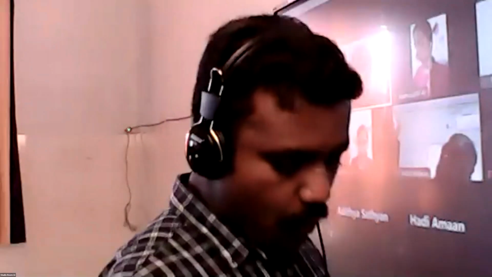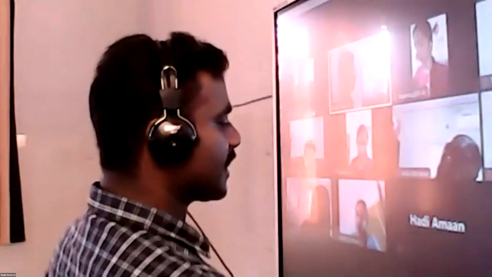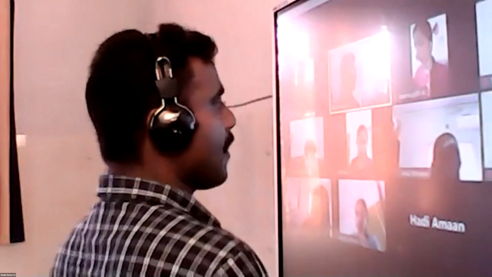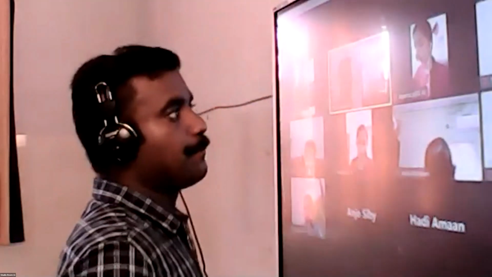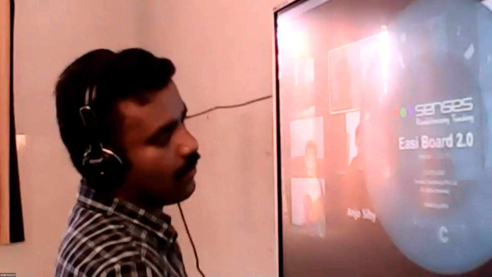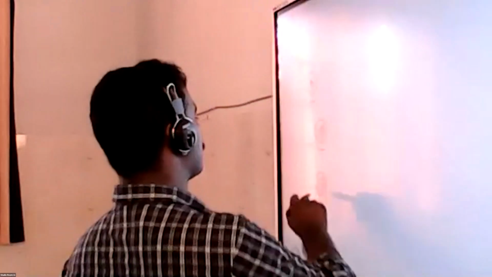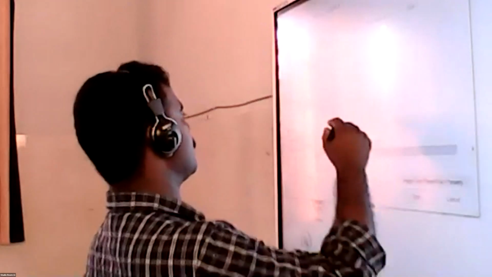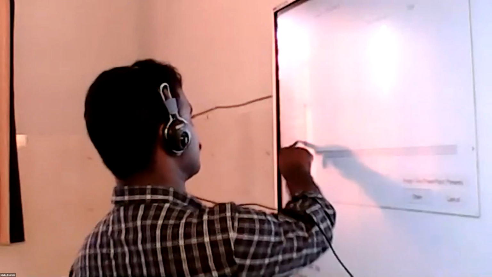Next one: 1 month rent paid in advance. You look at 1 month rent paid in advance. That is prepaid expenses. Here they have given 1 month rent paid in advance.